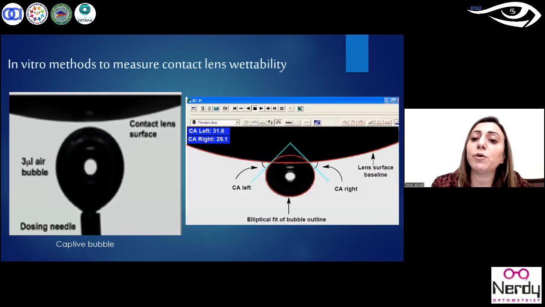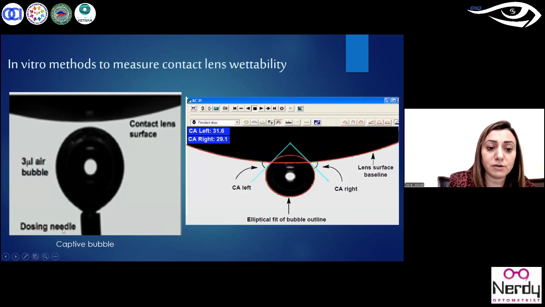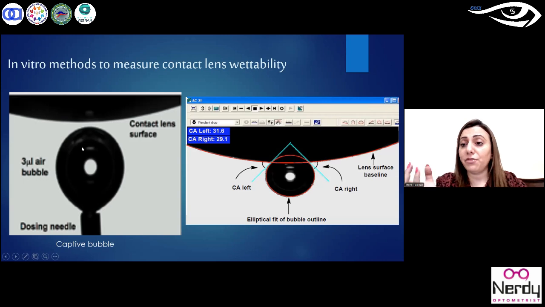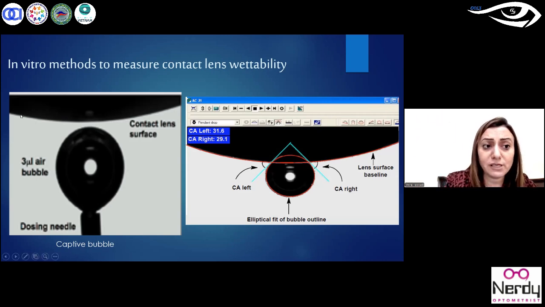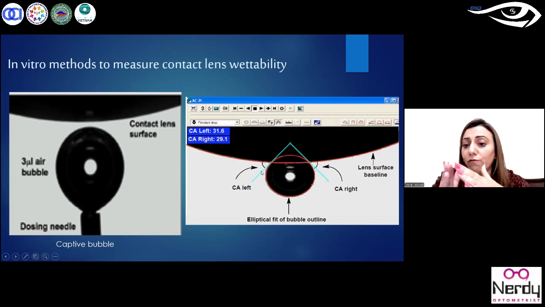Other technique is captive bubble. Captive bubble, unlike the sessile drop, takes place in water. So this is a chamber of water. And instead of introducing a liquid, we introduce an air bubble. The lens is upside down, and we introduce a bubble, and it measures the displacement. Again, it's a contact angle, but it represents here the displacement of water by the air bubble. And again, we don't need to do any measurements. The instrument measures the right and left contact angles, and we take the average as this measurement.